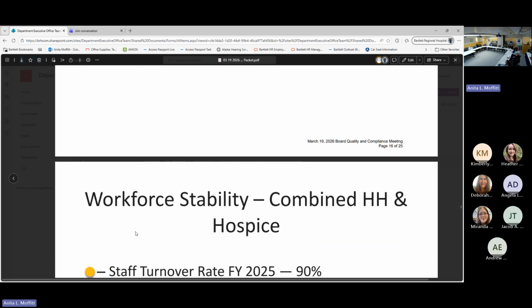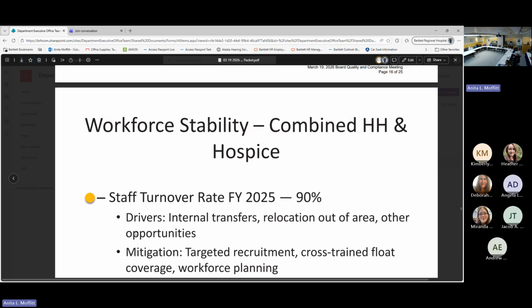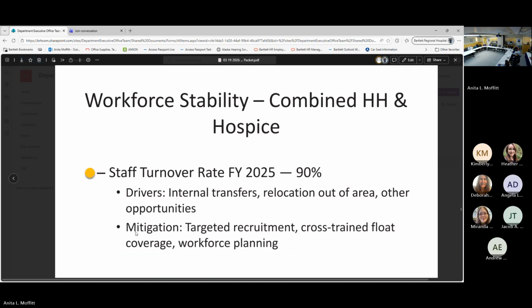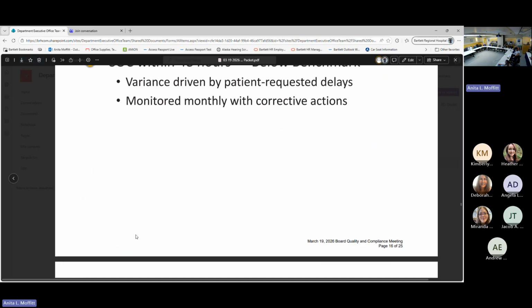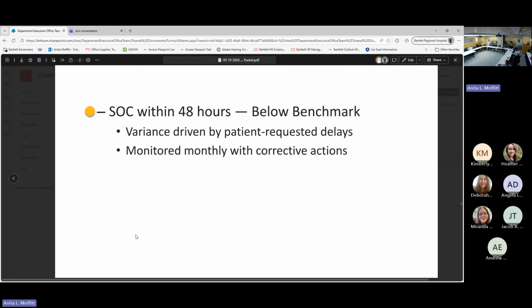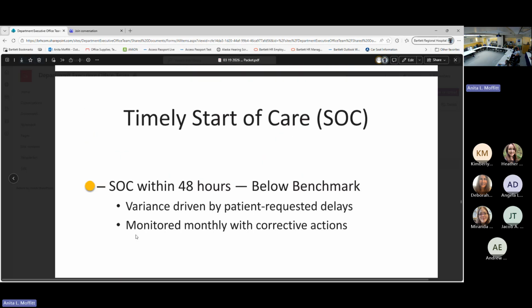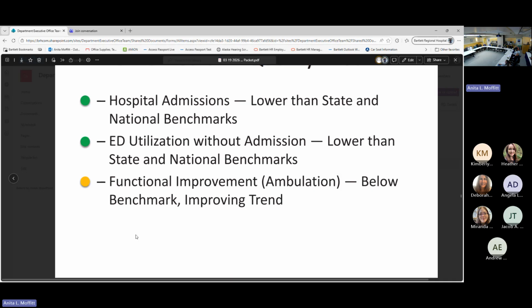Okay. Staff, go ahead. Sure. On the benchmarks, for me, I think that it's better to be lower than the state and national benchmarks on the ED utilization and hospital admissions, but functional improvement is just the opposite, correct? Correct. Okay, I just wanted to clarify.